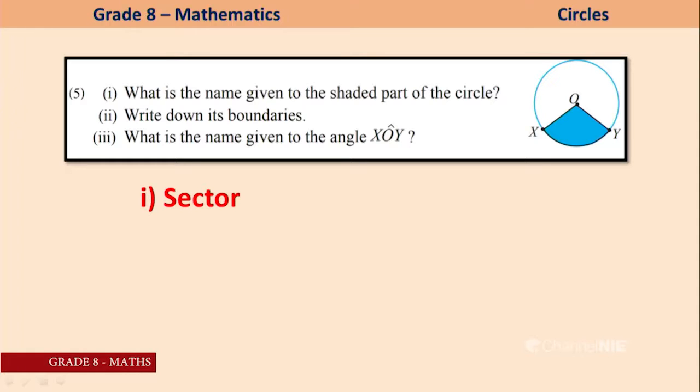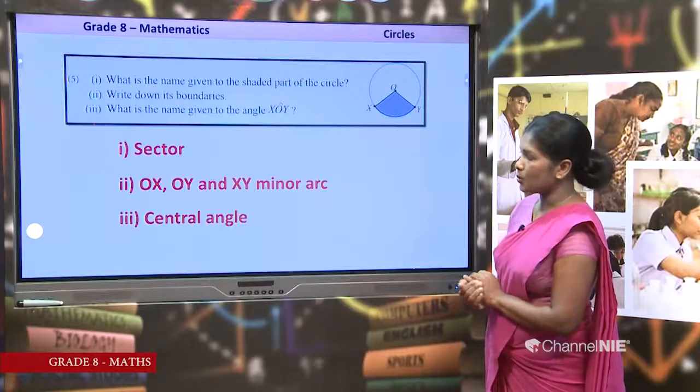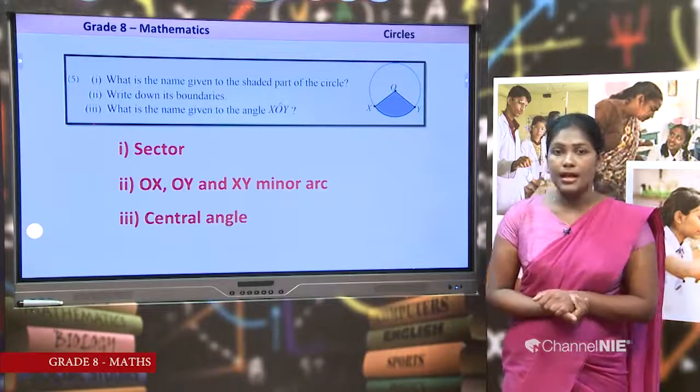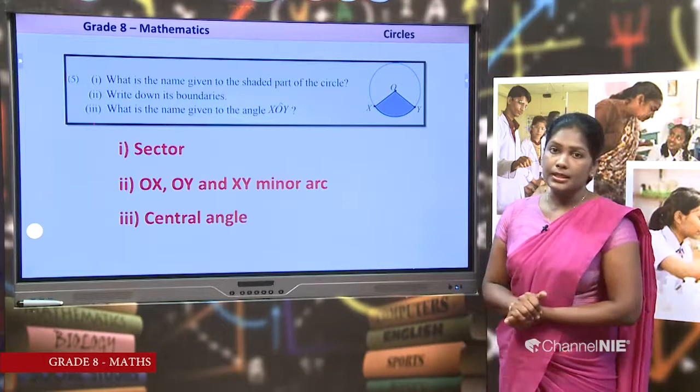Then second one, write down its boundaries. What are the boundaries? OX, OY and XY minor arc. In the third question, they ask what is the name given to the angle XOY. You should know XOY is the central angle. They ask about the minor sector. So, here the central angle is an acute angle.